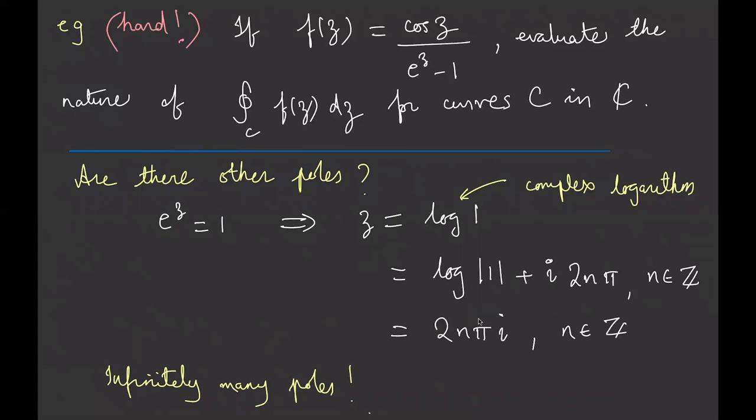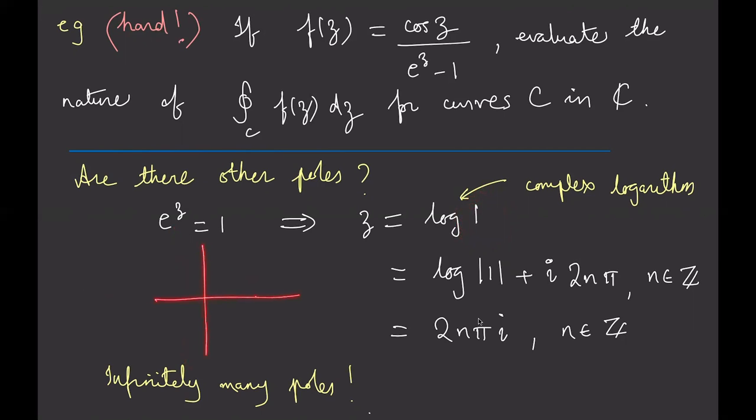Now, what is the definition of the logarithm? The definition of the complex logarithm: the real part is going to be the log of the modulus of this, and then the imaginary part is going to be the argument of this. But the argument of this is 0, because 1 is in the complex plane. It's over here, so the argument of that is 0.